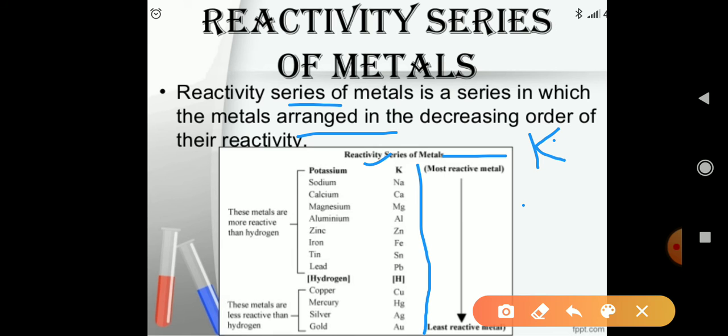So potassium is more reactive, then sodium, then calcium, magnesium, aluminium, zinc, iron, tin, and lead. So these are the top reactive metals. Then hydrogen, copper, mercury, silver, and gold. So this is the reactivity of metals. From this series we can say the most reactive metal is potassium and the least reactive metal is gold, having symbol Au. So this is about reactivity.